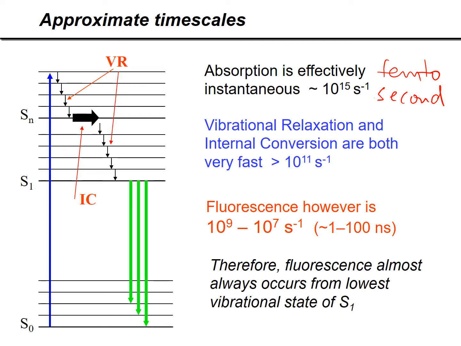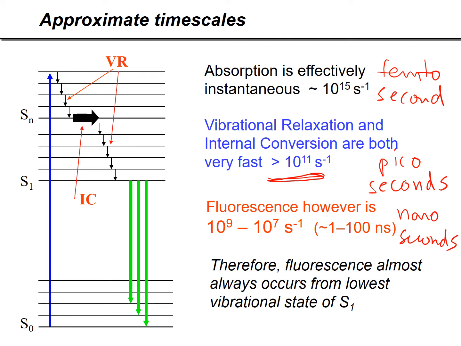Vibrational relaxation and internal conversion are both very fast. The rate constants here are up around 10 to the 11 per second. This, if you like, occurs in picoseconds. Now, fluorescence, by comparison, is slow. It takes nanoseconds, which is still ridiculously fast. The rate constants are around 10 to the 7 to 10 to the 9 per second. The phenomenon of fluorescence takes maybe 10, 100 nanoseconds, something like that.